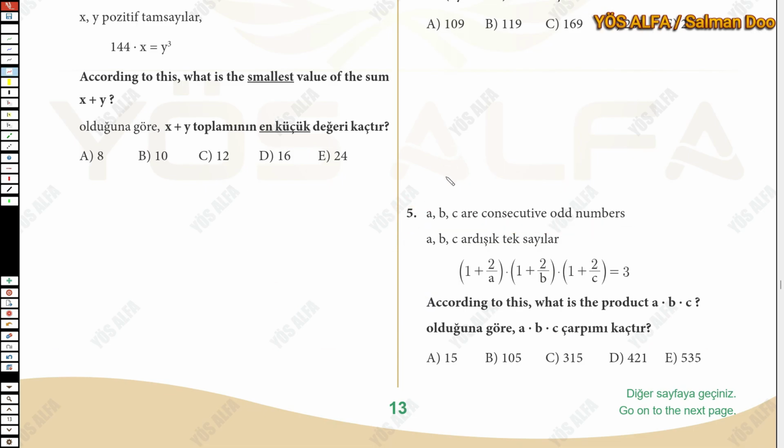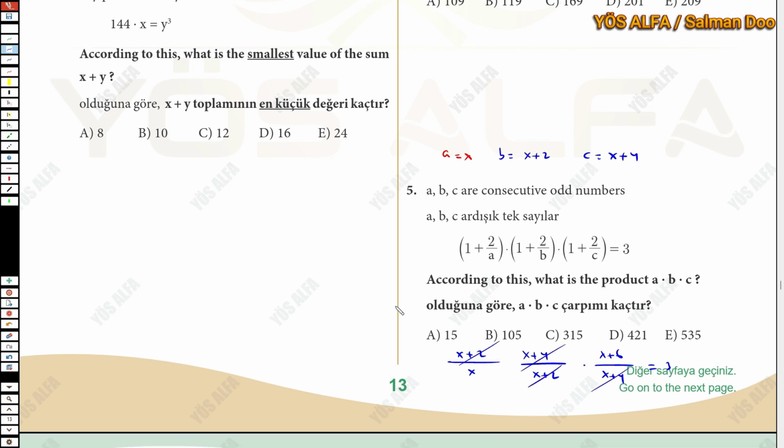That means if a is x, then b is x plus 2, c is x plus 4. Now let's substitute these values into this expression. So we have x plus 2 and b is x plus 2. So we have x plus 2 is x plus 4 and c is x plus 4. So we have x plus 6 over here, which is equal to 3. X plus 2 cancel out each other. So that's x plus 4. So we're left with x plus 6 over x is equal to 3.